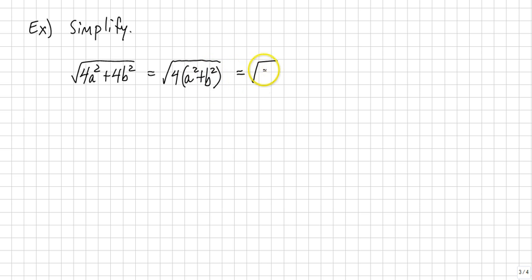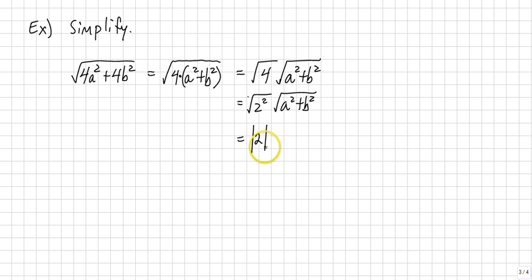And then I can separate the 4 and the a squared plus b squared. That is legal because it's 4 times a squared plus b squared. And the square root of 4, that would be 2 squared. And the square root of 2 squared, since the index and the exponent are the same and it's even, you get the absolute value of 2, which is just 2.